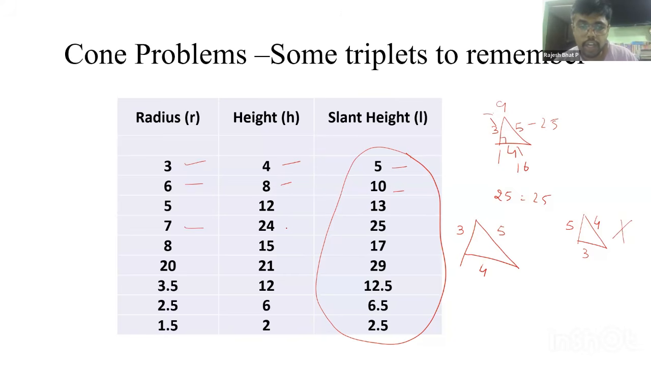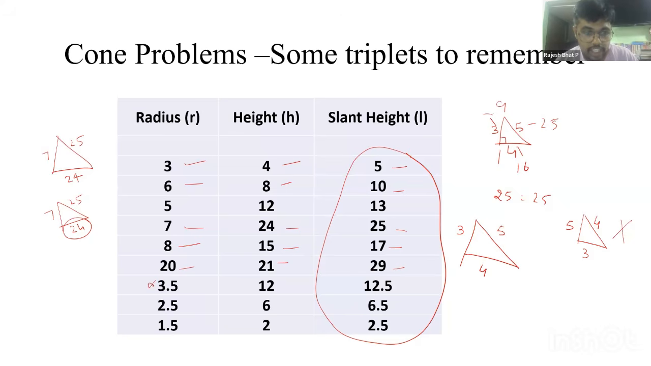This is again important. Remember, 7, 24, 25. Somewhere if you see it, obviously you have to solve it, but I'm telling you this so that you don't get confused. If you see a triangle where 25 is given and 7 is given, the other one will obviously be 24. Same way 8, 15, 17 and 20, 21, 29.